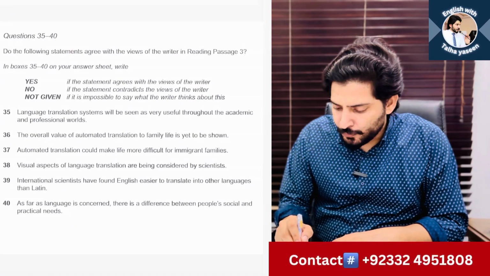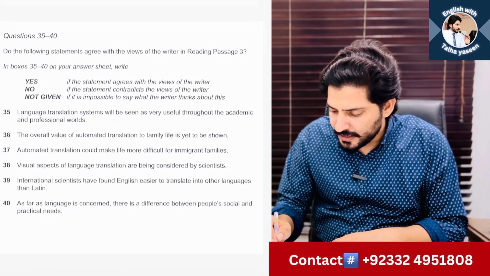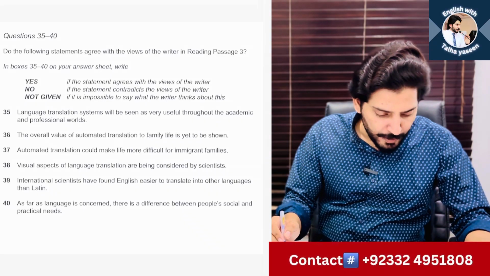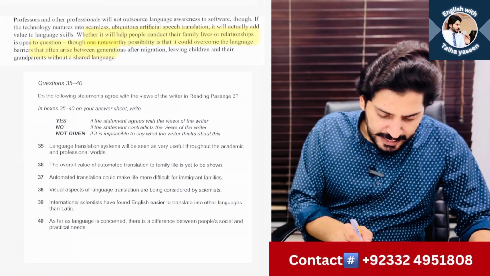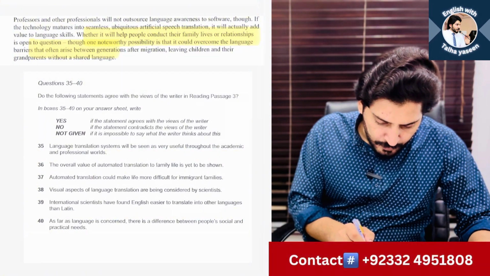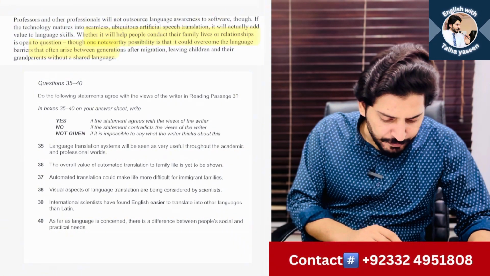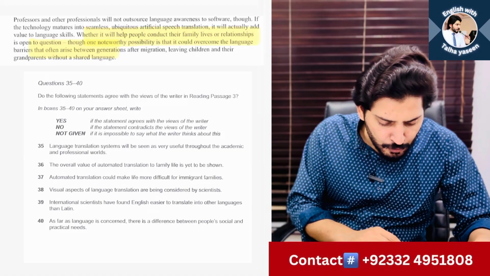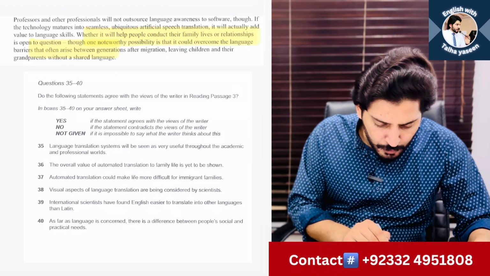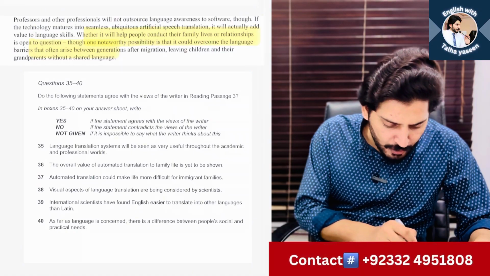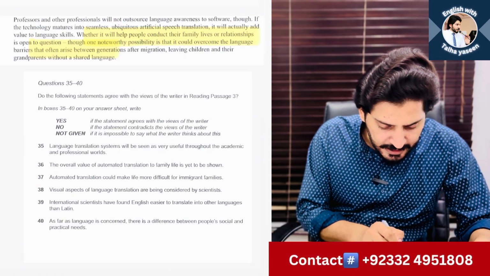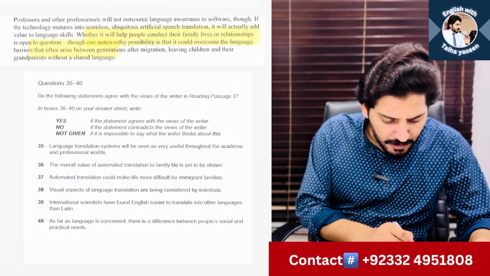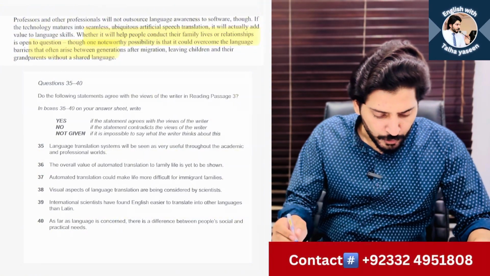36. The overall value of automated translation to family life is yet to be shown. Let's find the word family. Yes, it's given in the same passage, third line: it will actually add value, but whether it will help people conduct their family lives or relationships is open to question. Though one noteworthy possibility is that it could overcome the language barriers that often arise between generations after migration, leaving children and their grandparents without a shared language.